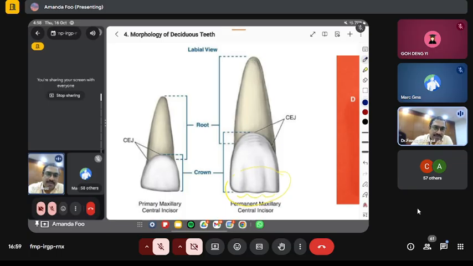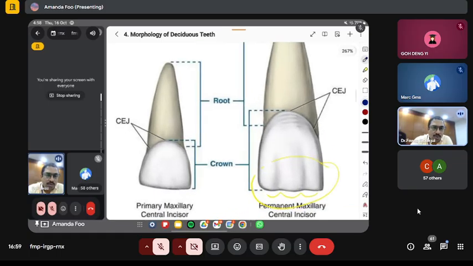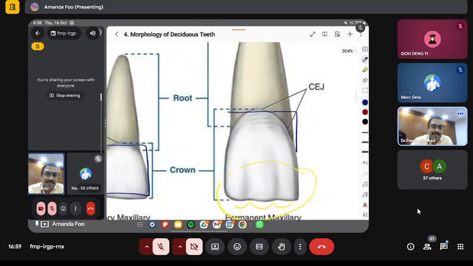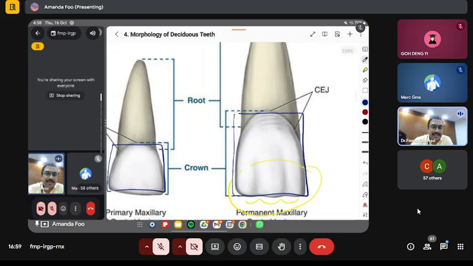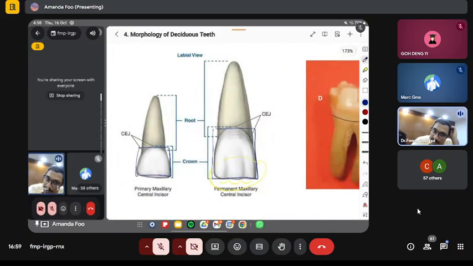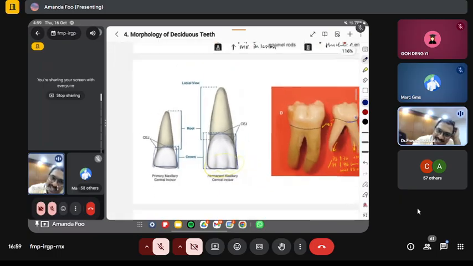Of course, the root length is longer, the root form resembles more or less the same. Right. So this is very important. Yes, that's a square, and the other one would be more like a rectangle. So it's a very important differentiating point. When you are doing restorative work, you must remember that you have to build up a primary central incisor in a square shape and a permanent incisor in a rectangle shape.